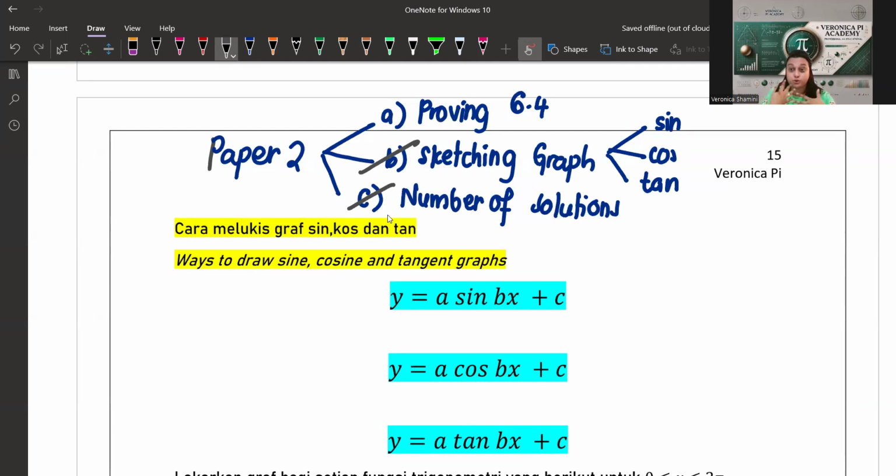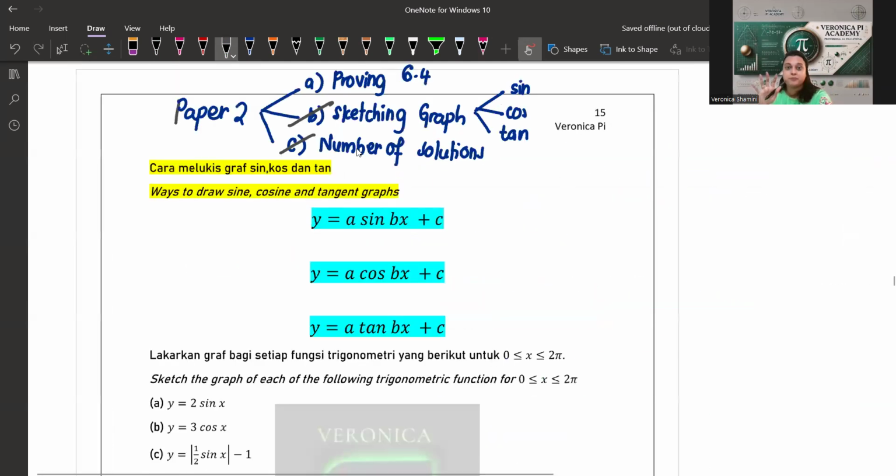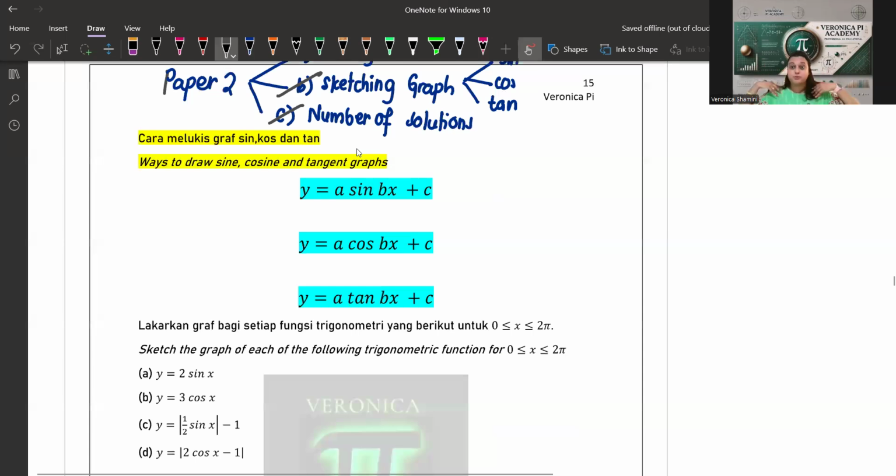So teacher going to show you all some steps. And step ni memang teacher ajar. Kalau boleh follow, if you can really follow step 1, step 2, step 3 like that, memang confirm you can score lah. Okay, so selalu a lot of students will be confused, isn't it? How to sketch, how to draw. Okay, we see the steps first.